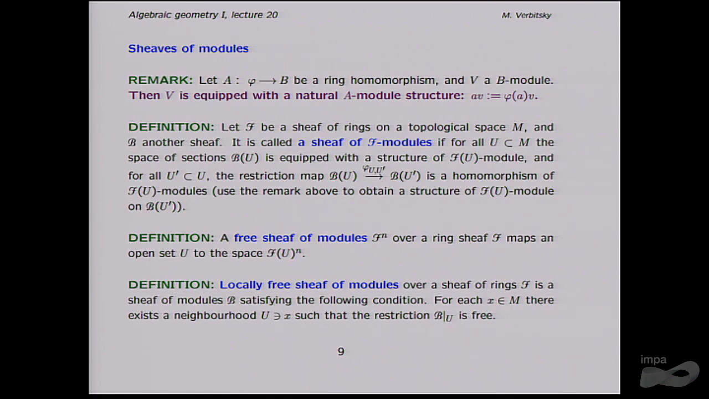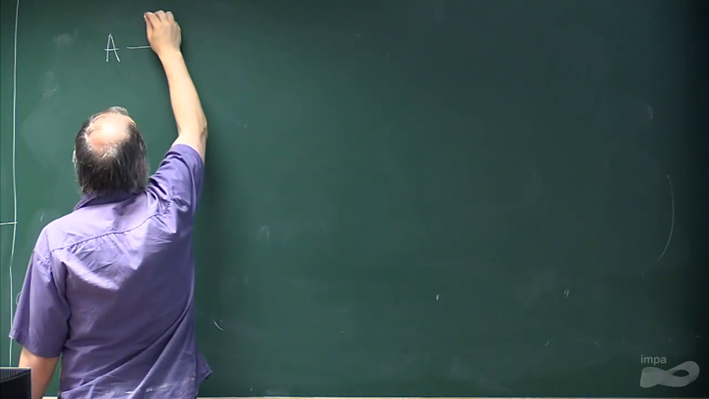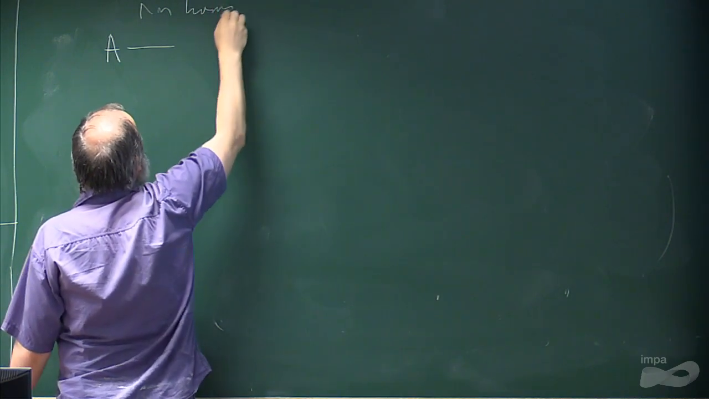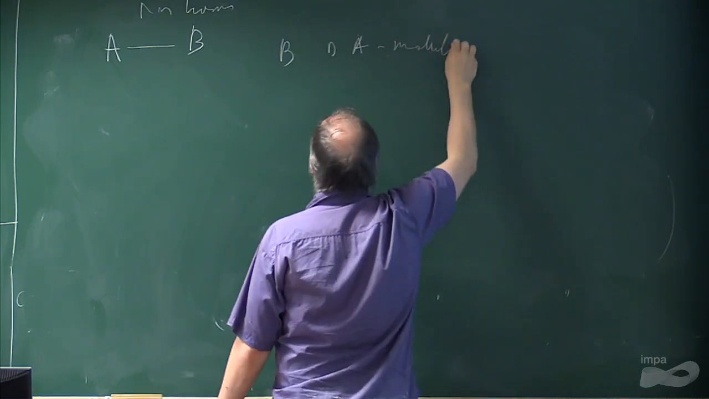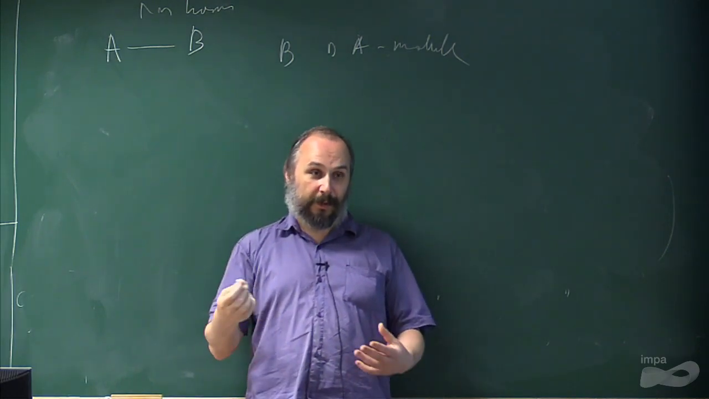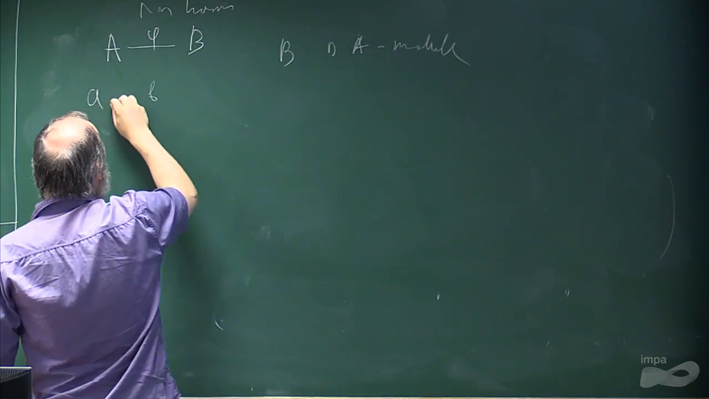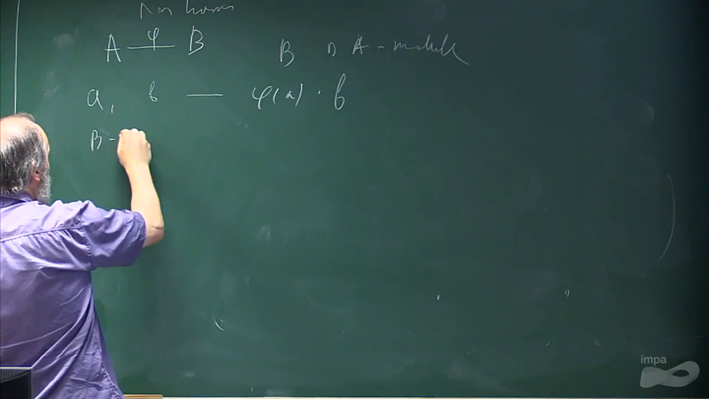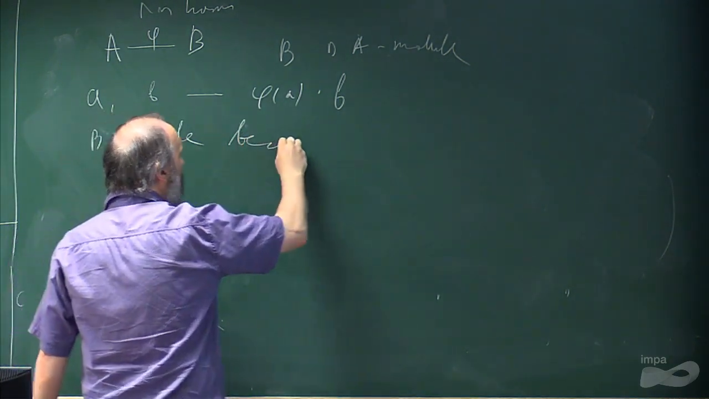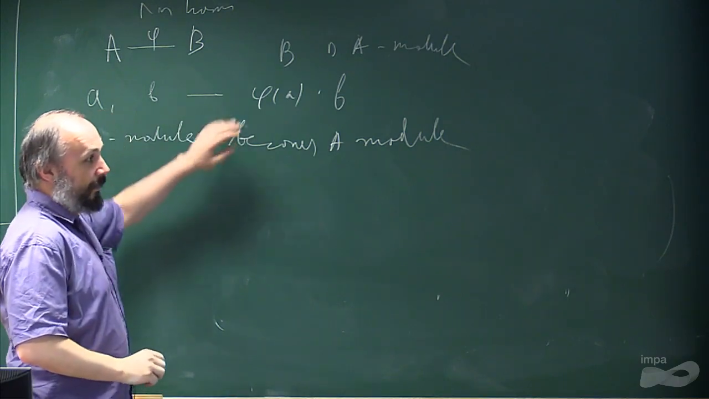The obvious idea is that if you have a ring homomorphism A to B, then B is a module. You can take elements of B and multiply them by an image under phi, so a times b goes to phi of a times b. And also a B-module becomes an A-module by the same law.